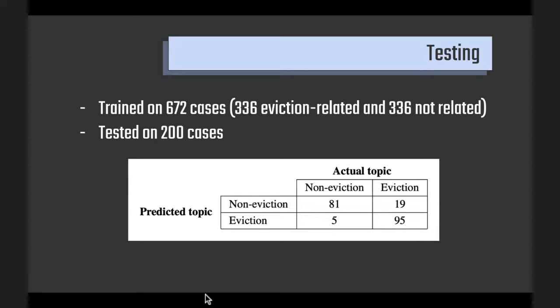So basically what this table shows is that out of 100% of non-eviction cases, 19% were predicted as eviction when they should have been non. So we can see that eviction cases are predicted much better, but those things can really be tuned depending on what you're looking for, and I'll go into that a little bit more later.